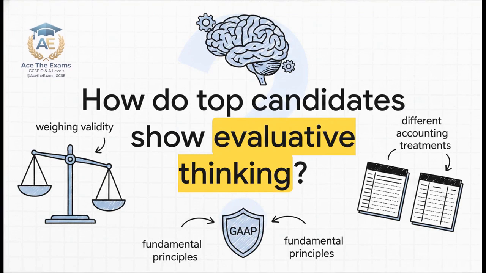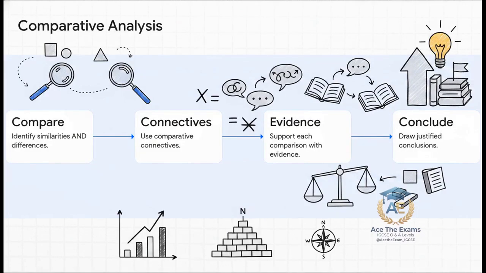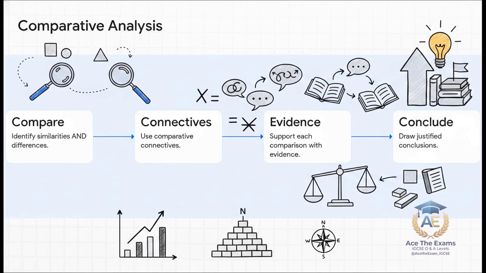Well, it is not just about writing 2 lists side by side. Evaluative thinking requires a deep comparative analysis where you actively weigh the validity of different accounting treatments against the fundamental principles of the subject. It requires judgment. So, how do you practically do that on paper? Top-scoring candidates achieve this by rigorously following these exact 4 steps. First, you must identify similarities and differences. Don't just contrast. For example, you could point out that both purchased and inherent goodwill fundamentally represent future economic benefits to a firm.